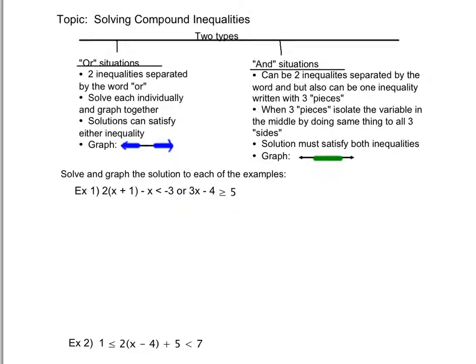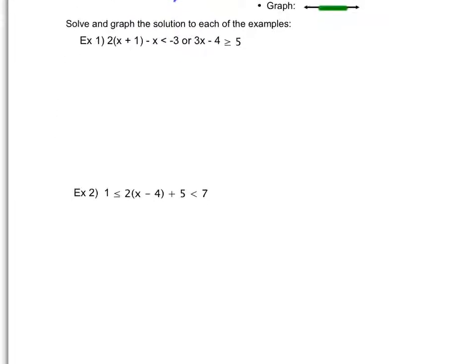And whereas with the OR, my solution can satisfy either inequality, with AND it has to satisfy both. My graph is going to look something like this. So there's three examples where we're going to look at solving compound linear inequalities and looking at their graphs. So I'm going to jump to the first one. And I see this is an OR situation, so I'm going to solve each of these individually.